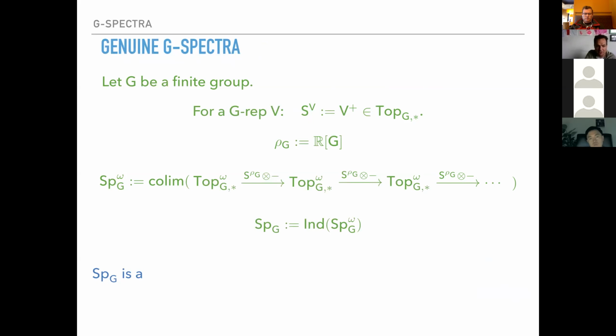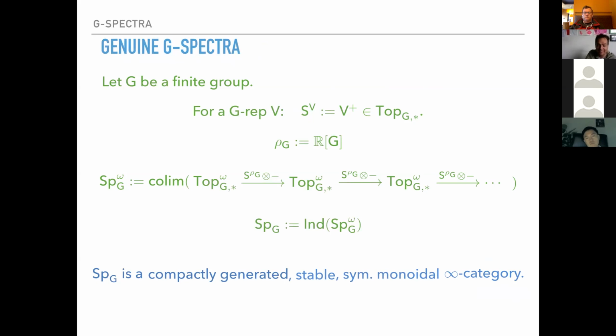From this description, you can immediately see that it's a compactly generated, stable, symmetric monoidal infinity category. Symmetric monoidal requires a little bit of work, so the result of Robalo shows that this kind of inversion gives the right thing, and still preserves the symmetric monoidal structure, or shows that the symmetric monoidal structure on pointed G-spaces induces one on this category.